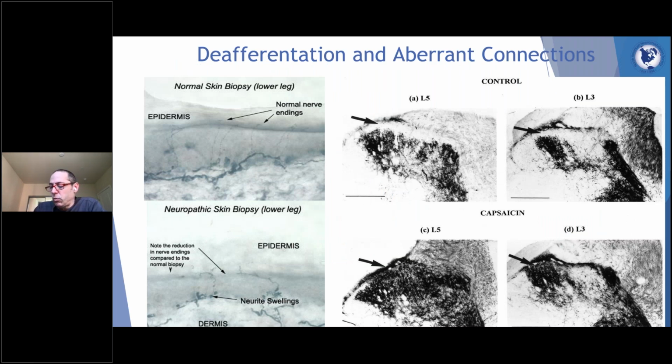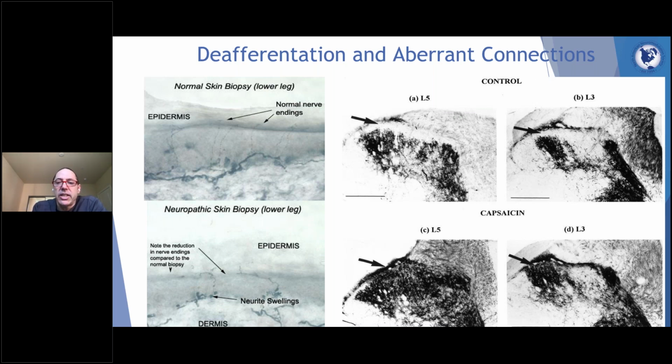Another thing that happens with nerve injury is deafferentation. So if there's a nerve injury or if there's a toxic metabolic process like diabetes that's affecting the peripheral nerves, you will have a loss of small C fibers, which can be detected by skin biopsy. The nerve densities go down in sites affected by the neuropathy, and the remaining small fibers become neuritic and swollen and unhealthy.